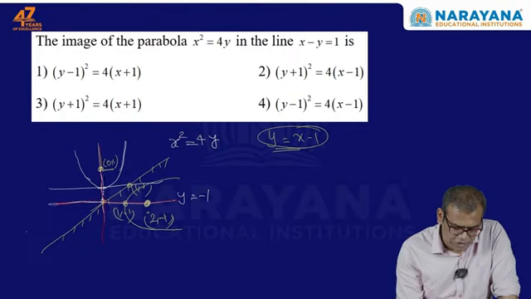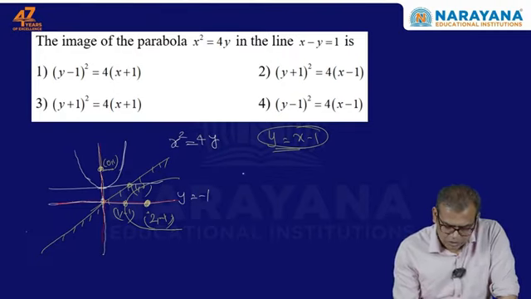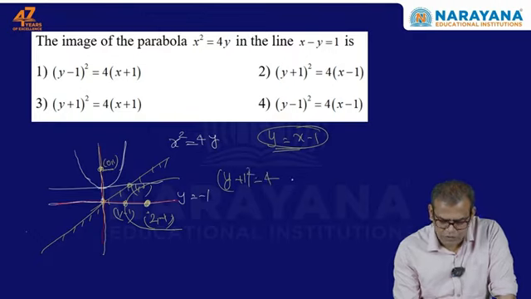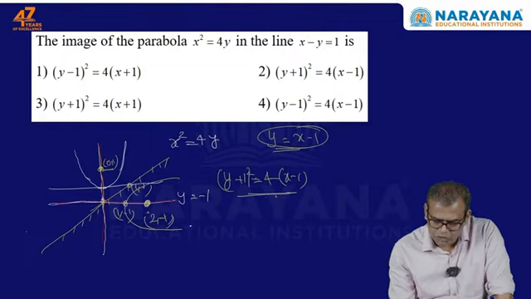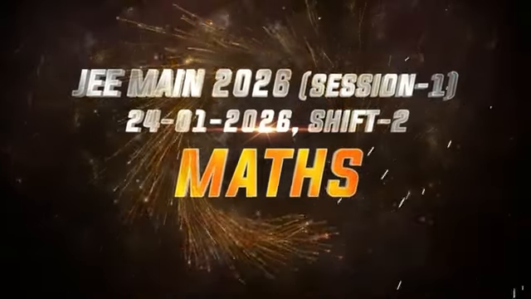And this is the directrix of the image of the parabola. So the equation is (y plus 1) whole square is equal to 4 into (x minus 1). So which option is correct? The second option is correct. Thank you. Let's see some other questions from mathematics.